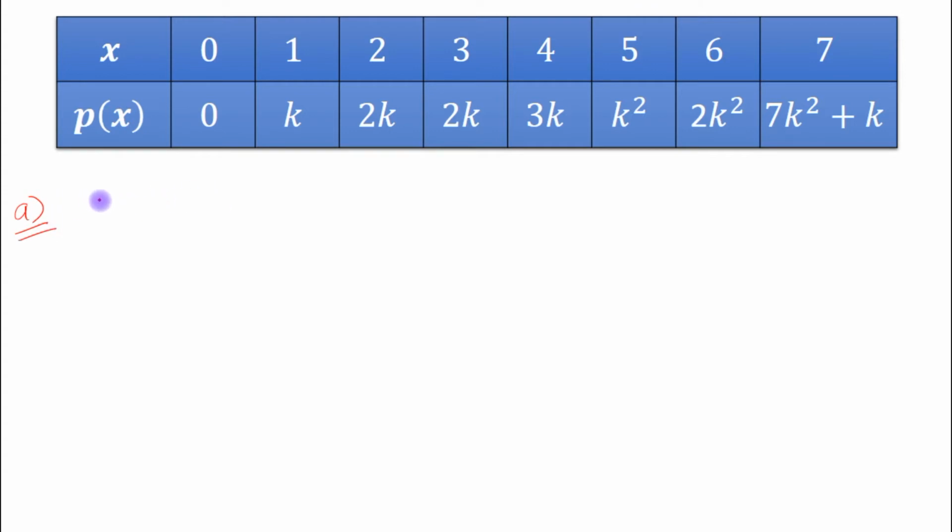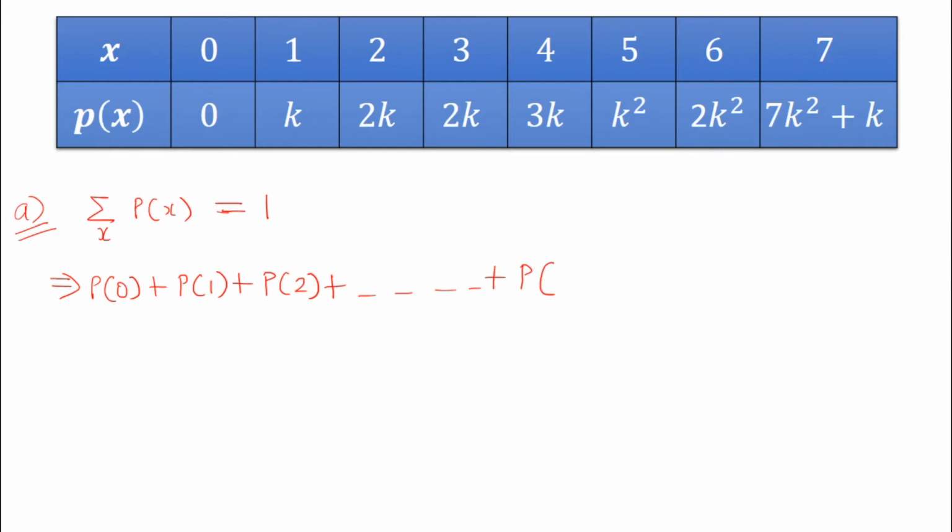So we know that sigma p(x) is equal to 1, that is, the sum of all the probabilities should be equal to 1. In the next step we will write p0 plus p1 plus p2 till p7, and the sum of all these probabilities will be equal to 1.